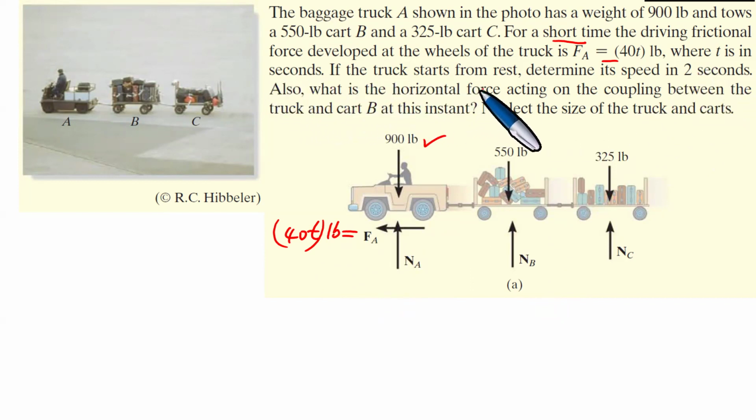If the truck starts from rest, it's dragging the two carts, cart B and cart C. Determine its speed in seconds. Also, what is the horizontal force acting on the coupling between the truck and cart B at this instant? Neglect the size of the truck and the carts.